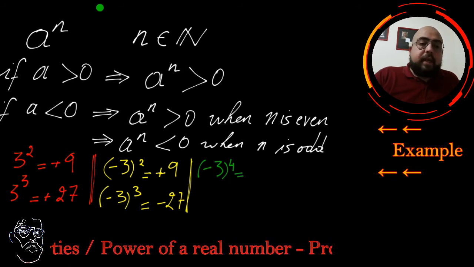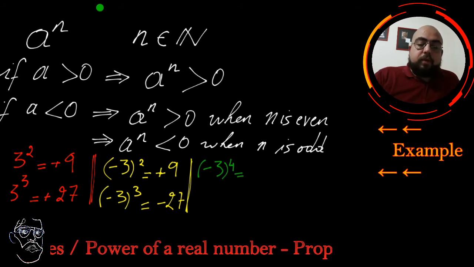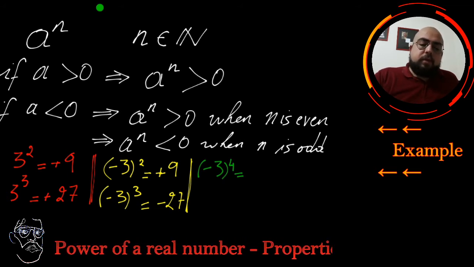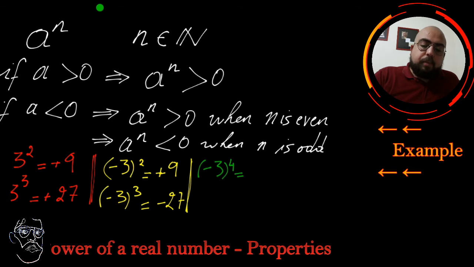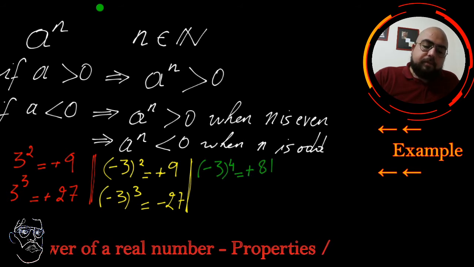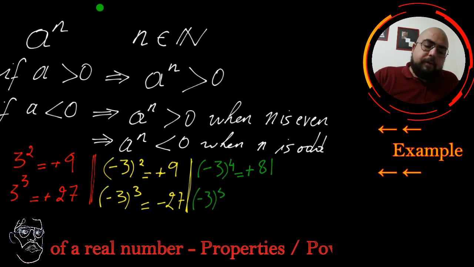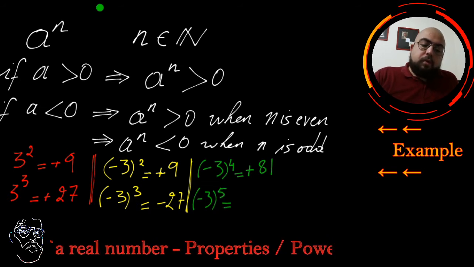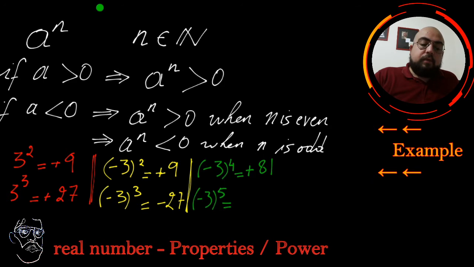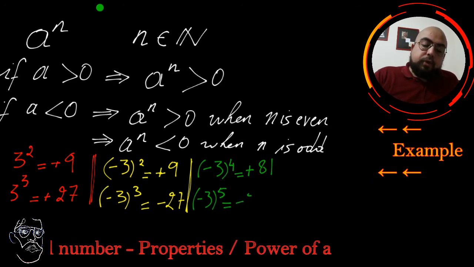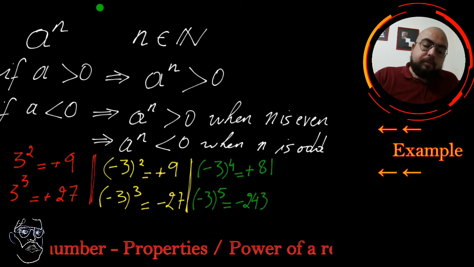Minus 3, the base is negative. What about the exponent? It's even, so it will remain positive. It will be plus 81. Minus 3 to the power of 5. So minus 3, the base is negative. The exponent is odd, so it will be minus 243.